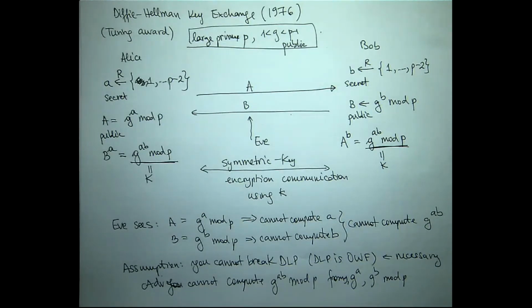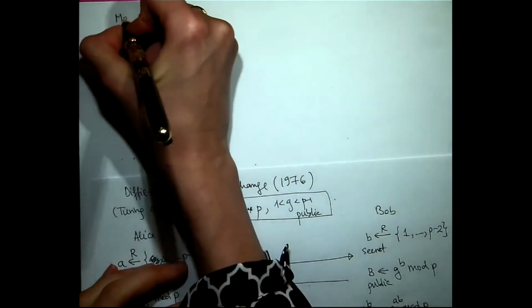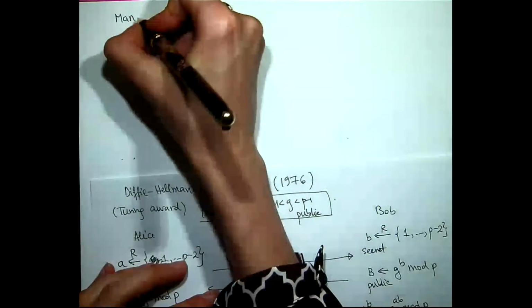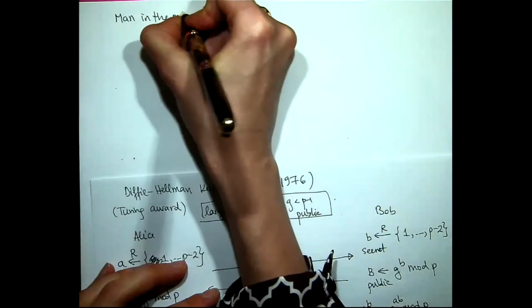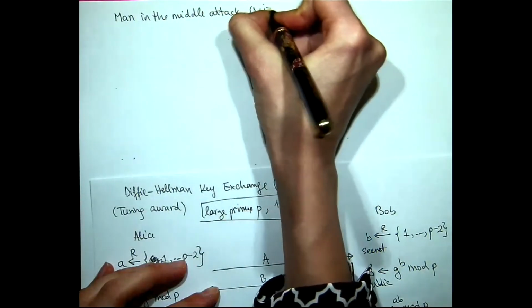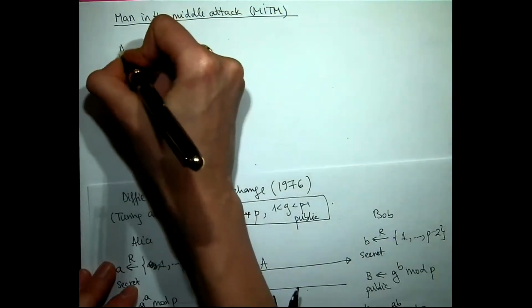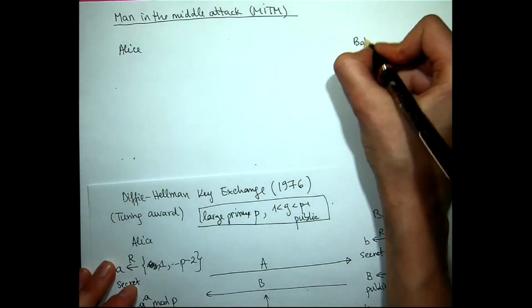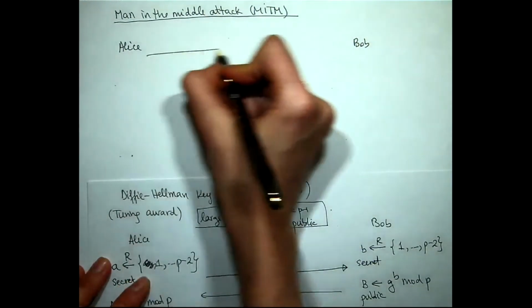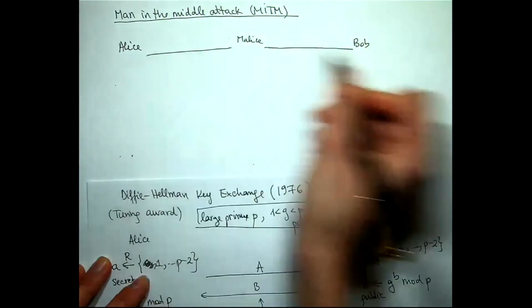Exactly. She can send her own public key to Bob, pretend she's Alice to Bob, and pretend she's Bob to Alice. So let's see how that would work. This type of attack has a famous name. It's called the man-in-the-middle attack. It's a classical type of attack in cryptography. So you have Alice and Bob, and they want to talk to each other, but they don't realize that, let's call her Malice, is in the middle.